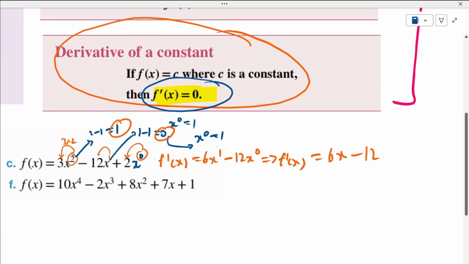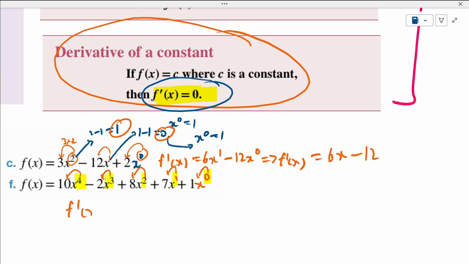Let's move on to f: 10x to the power of 4 minus 10x cubed plus 8x squared plus 7x plus 1. So literally applying the same rule as before, making sure we look at the powers of each variable first. This will be x to the power of 1, x to the power of 0. We look at the powers, and after that we want to multiply the value of those powers by the coefficient. And after we multiply those coefficients, we subtract 1 from the power value.